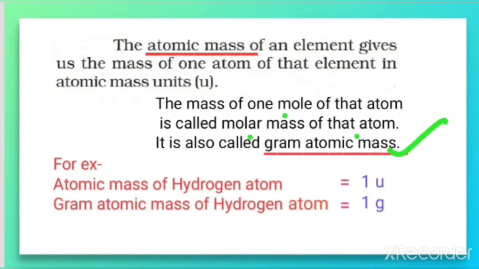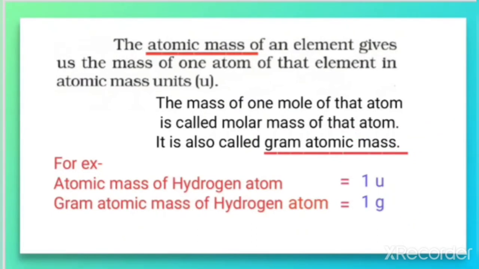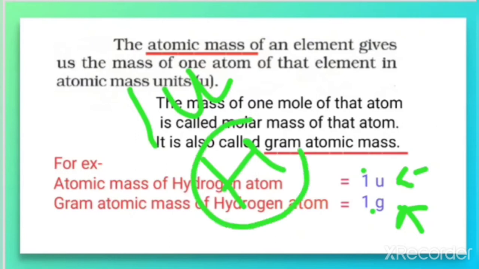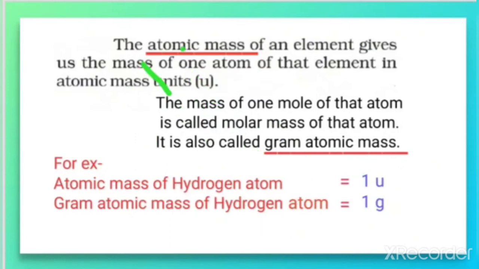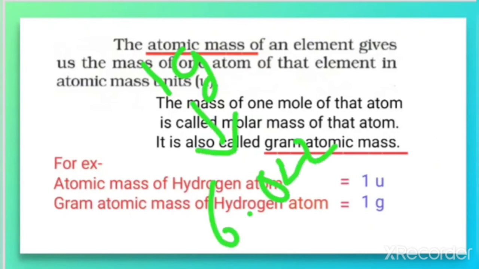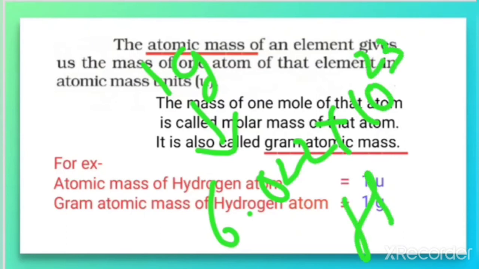Look at the difference here. The atomic mass of a hydrogen atom is 1 U, that we have already discussed. But the gram atomic mass of hydrogen is 1 gram. So to represent atomic mass we use the unit U, but to represent gram atomic mass we use the unit gram. You can check here. For hydrogen, the numerical value for atomic mass and gram atomic mass is the same, that is 1. But what is different here? Their units are different. So what does 1 U represent? 1 U is the mass of 1 hydrogen atom, but 1 gram is the mass of 6.022 × 10^23 hydrogen atoms. So there is a difference here.